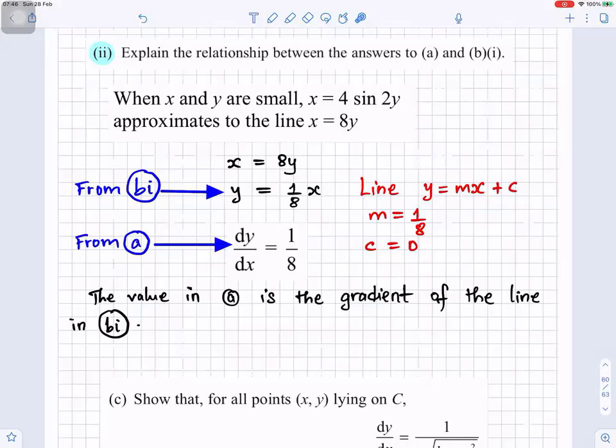From part A, dy over dx is 1 over 8. So the value in A is the gradient of the line in B. So the gradient here is the same as this one. So the value in A is that gradient there. That's what we're saying.